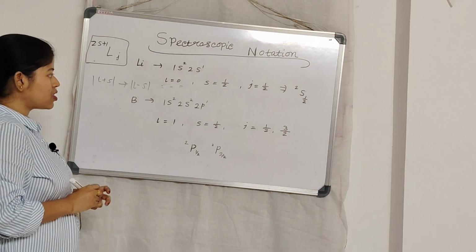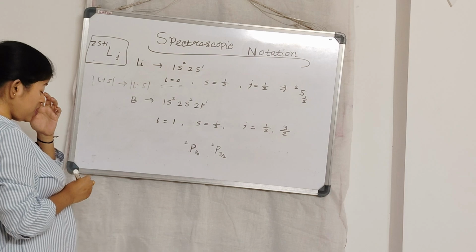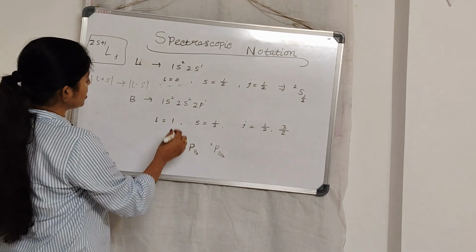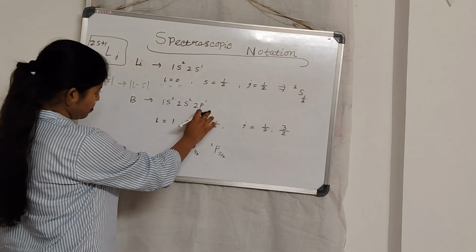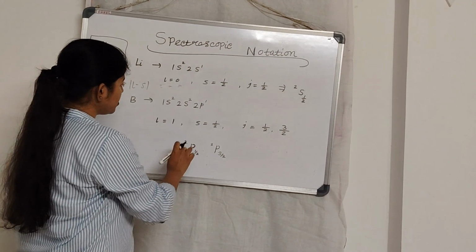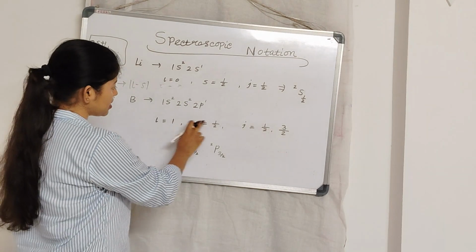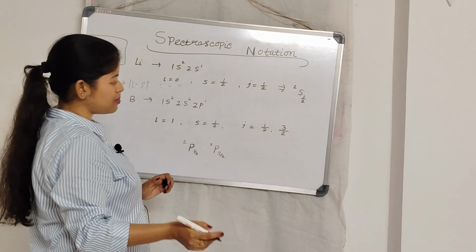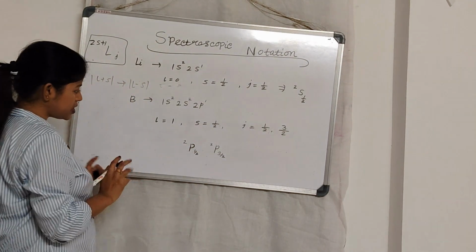Now let's talk about boron. First we need to consider the electronic configuration of boron, that is 1s2, 2s2, 2p1, and you need to focus on the last electron. Here the value of L is 1, S equals half, so J can take values 1/2 and 3/2.